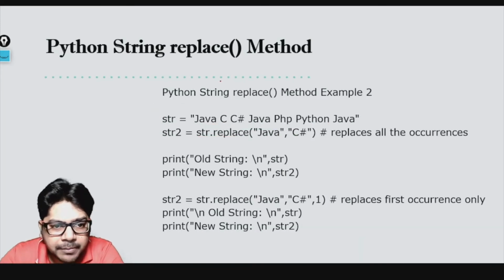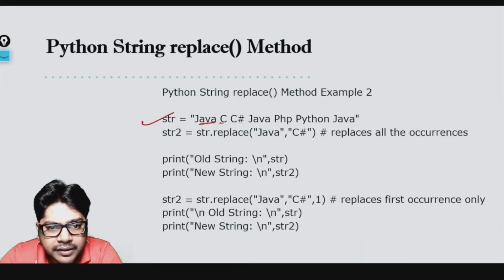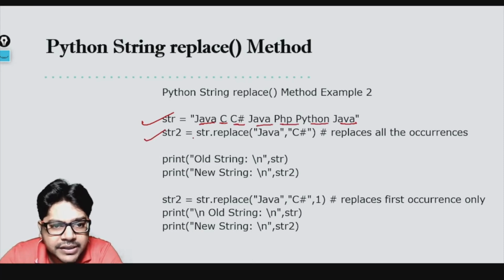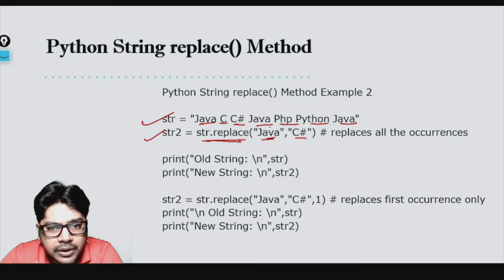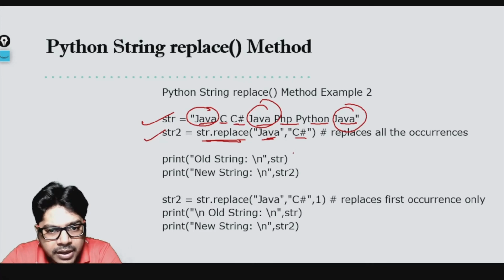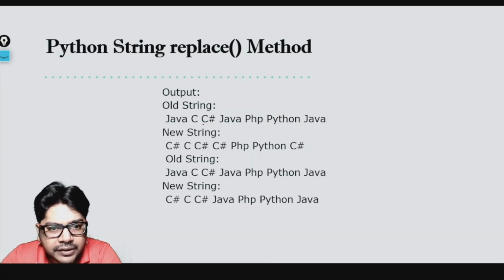So the second example we have is that str is equal to Java, C, C sharp, Java, PHP, Python, Java, and then what we are doing is that str2 is equal to str dot replace Java and C sharp. So what it will do is that here how many times we have Java, here we have Java, here we have Java, here we have Java. So it will replace every time with C sharp. Okay, so if I try to print the old string and the new string, here you see the example. Can you see new string C sharp, C sharp, C sharp? All those places where Java, Java, Java was there, I'm getting C sharp now.